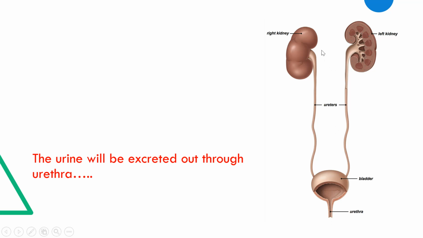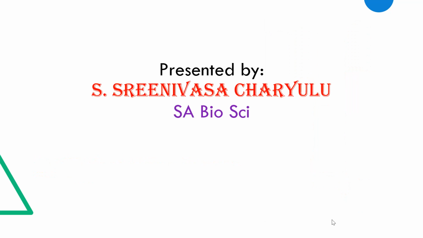So overall, in the kidneys the nephrons are there. The nephrons will filter the blood and the excretory materials will enter into the pelvis in the form of urine, that will come down through the ureter and reach the urinary bladder. From the urinary bladder the urine will be excreted out through the urethra. So this is about the formation of urine and how the urine is excreted out in human beings.